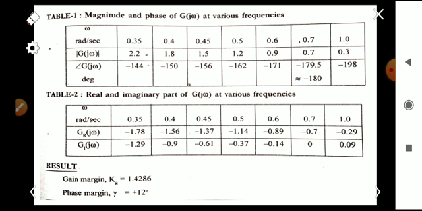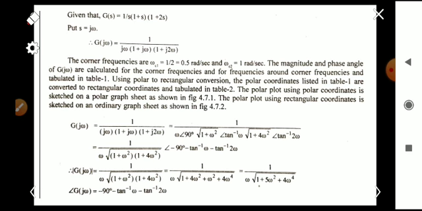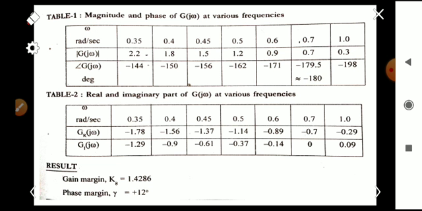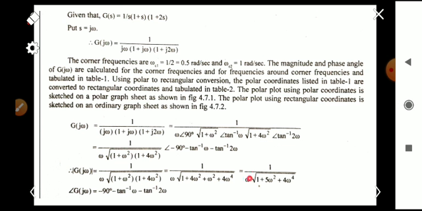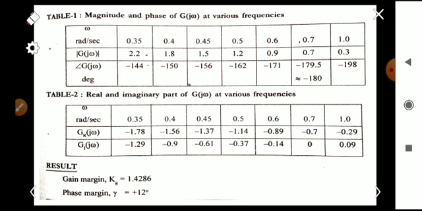If we take a large number of omega values, it is very easy to draw the polar plot and it will be more accurate. For each value of omega we will find the mod G of j omega and the angle G of j omega using this equation. For finding mod G of j omega, first we substitute the value of omega as 0.35 in this equation, and we will get mod G of j omega. And substituting omega as 0.35 in this equation, we will get the angle G of j omega.